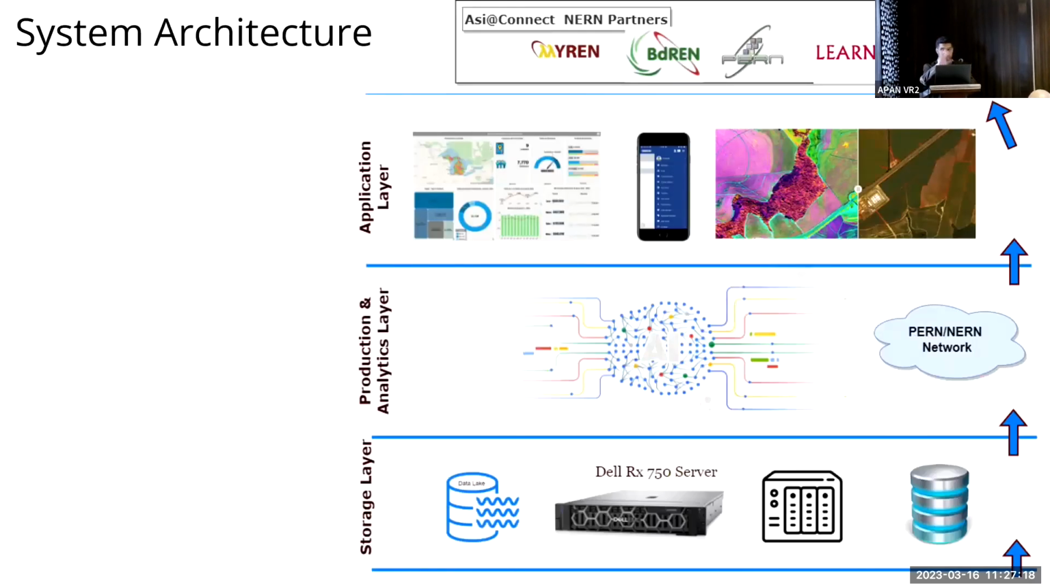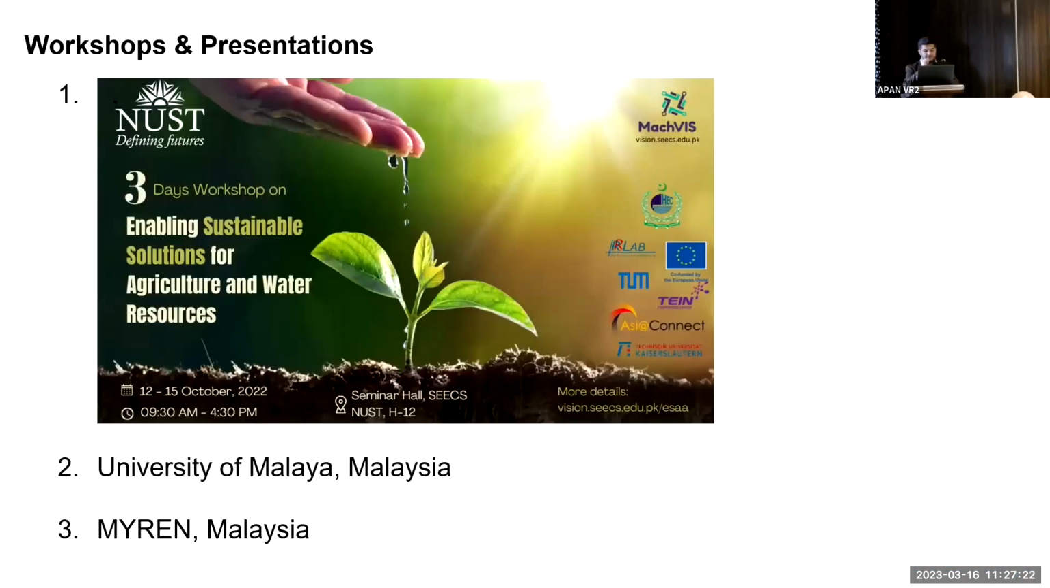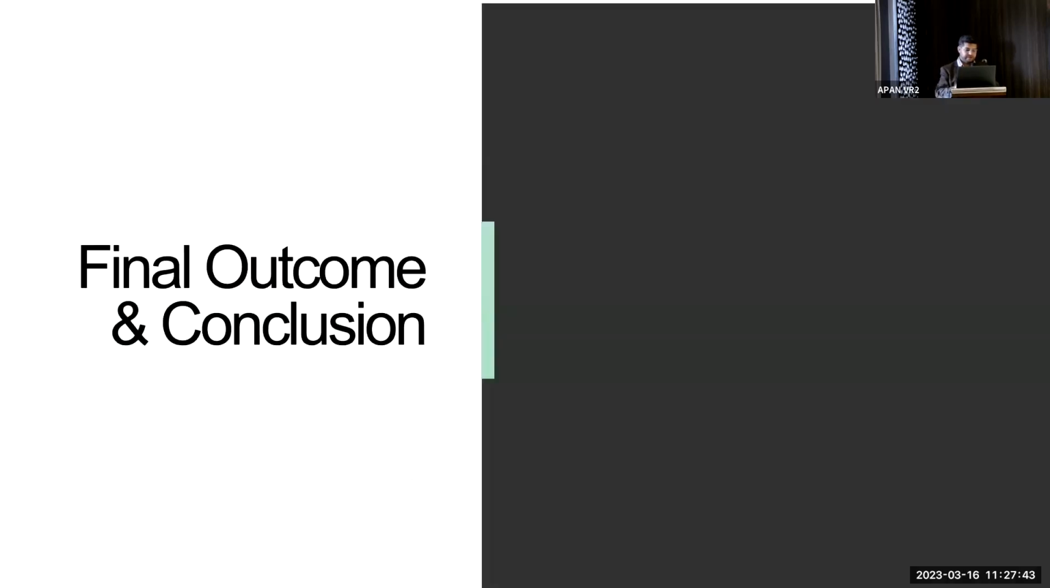So this is the overall architecture, as I said earlier, that we are trying to develop. We have been conducting workshops. Our group, the Machine Learning, Vision, and Intelligent Systems group, is focused on agricultural applications and water management as well. We have been presenting the details of the project with our collaborators in Malaysia, and we have also presented the work at Myron, Malaysia.